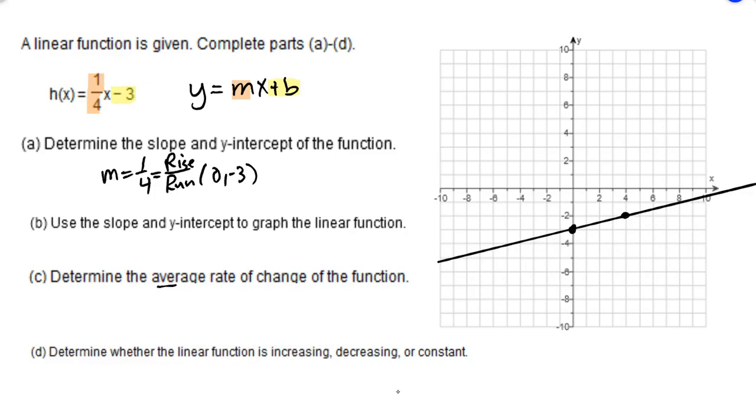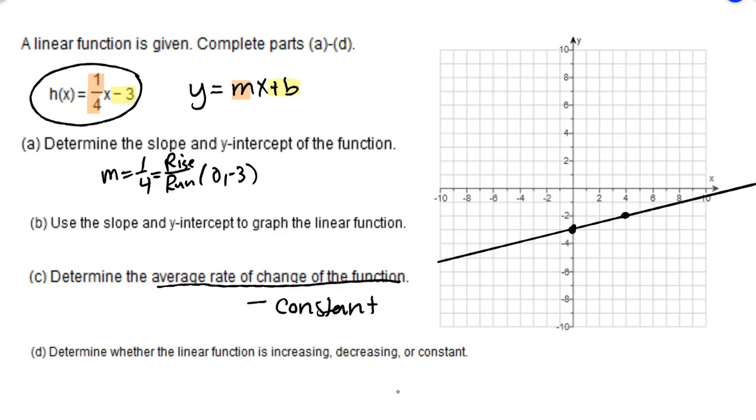Then we want to determine the average rate of change of the function. Because we're working with a linear function, the average rate of change is constant. And the average rate of change is the slope of the line. So the average rate of change for this linear function is 1/4.